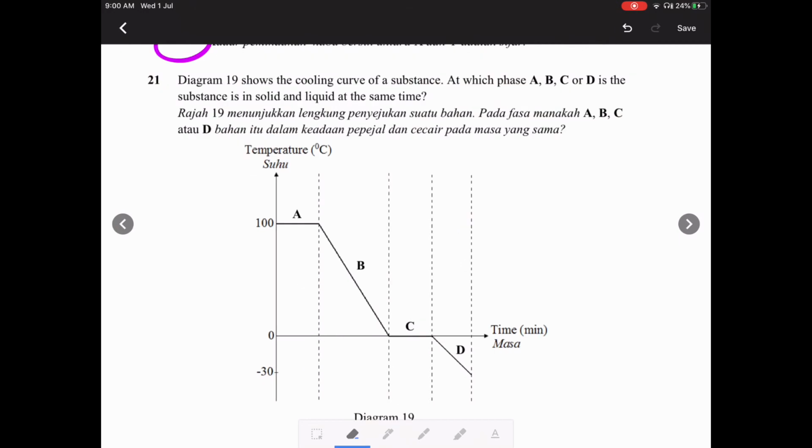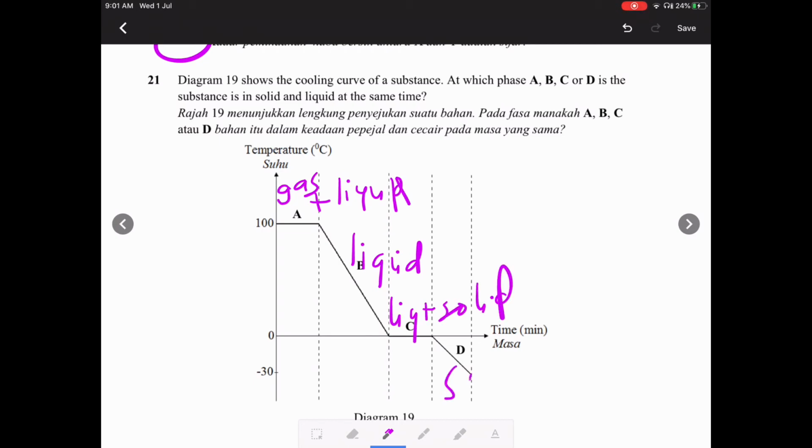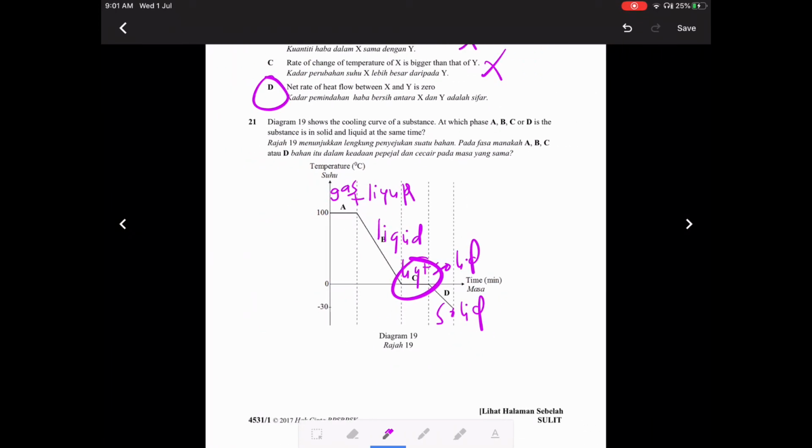Okay, so ni sejuk kan? So dia adalah gas plus liquid. Okay, so B ialah liquid. Okay, so ini ialah liquid plus solid. Okay, so D ialah solid. Dia cooling curve. Sorry, silap tadi. So number 21, jawapan dia ialah C. Okay, next.